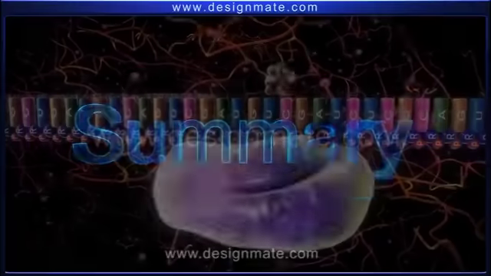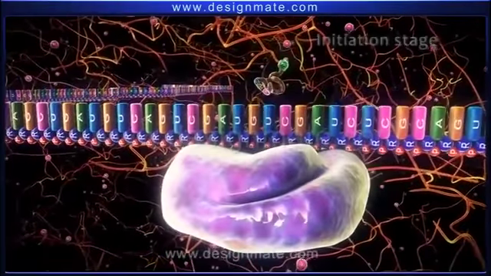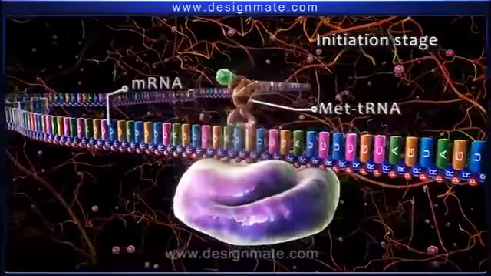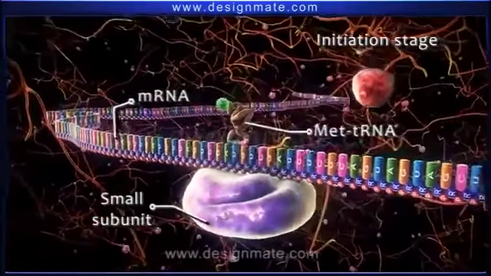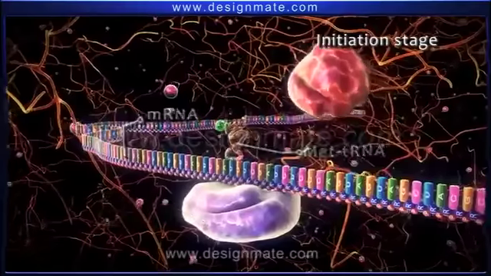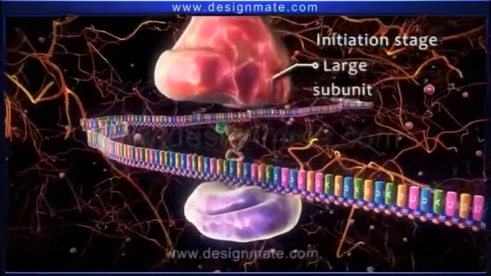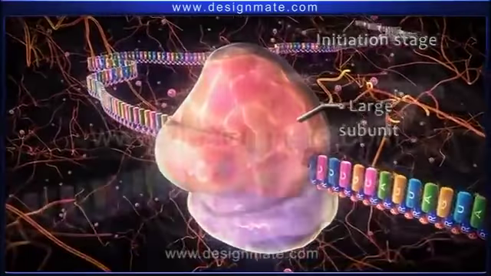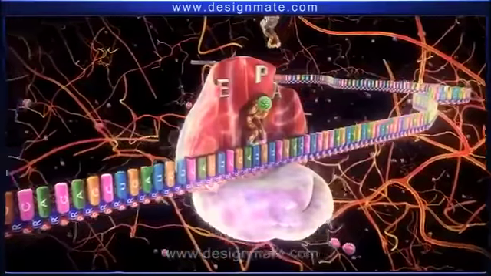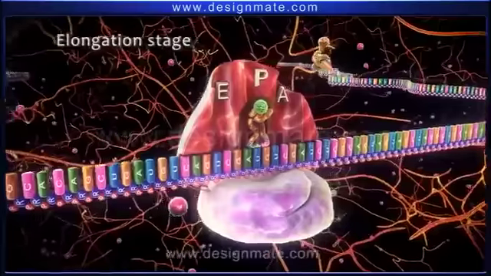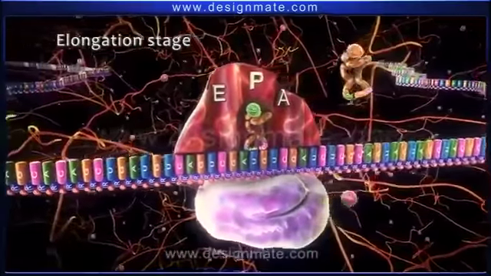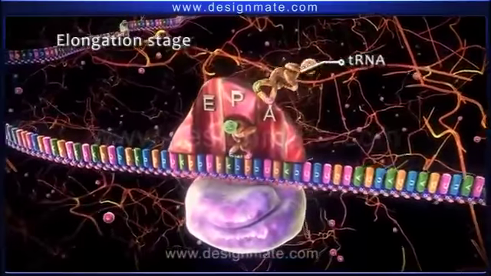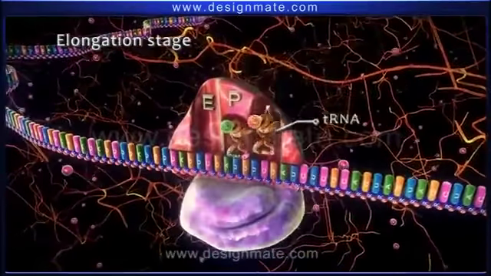Summary: protein synthesis shows that the first stage involves the binding of met-tRNA to mRNA and the small subunit of the ribosome. The larger subunit of the ribosome then combines with the small subunit. The second stage is the elongation stage. In this stage, the incoming amino-acyl tRNA fits in the A site.